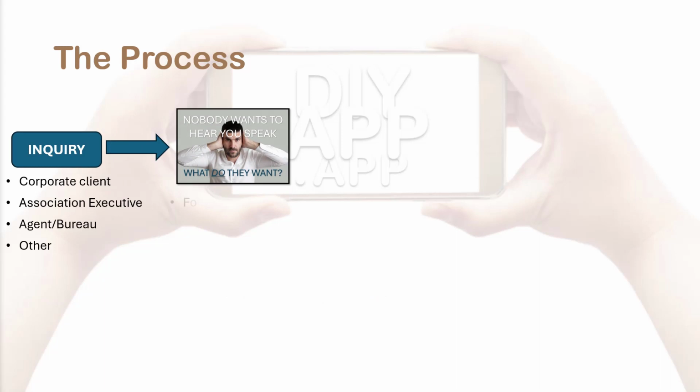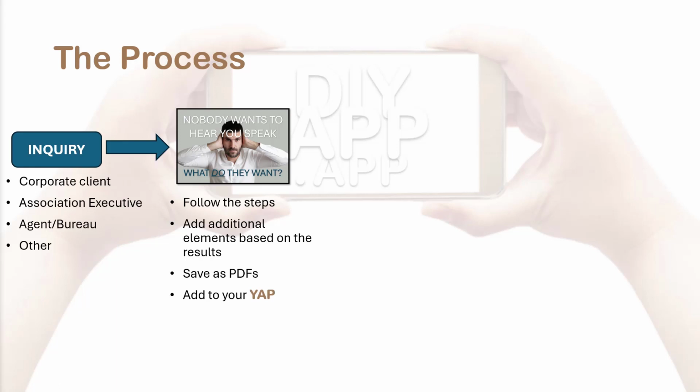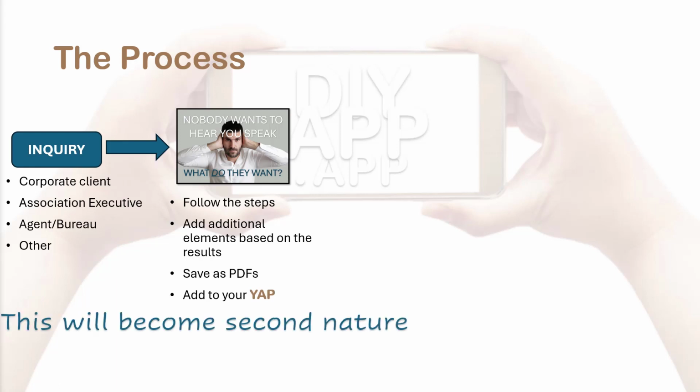From there, we go to what we've learned from our sales process. And again, the one that I recommend is this one, but how did you learn to sell? Follow the steps. Add any additional statements or elements based on the results. Now, as you go through the steps of any sales process, you'll find things you could do differently. Put it in your Yap. The next time you go through this, there it will be.